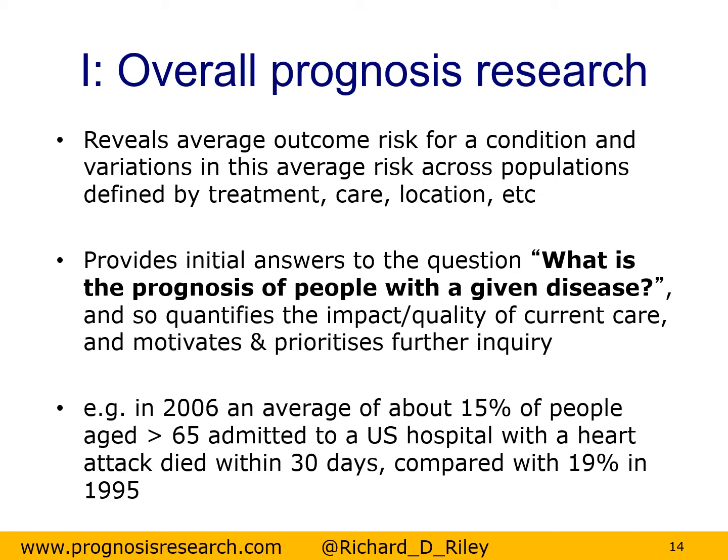A very nice but simple example of overall prognosis research is here. So in 2006, an average of about 15% of people aged over 65 and admitted to a US hospital with a heart attack died within 30 days. But that was compared to 19% in 1995. So over those about 10 years, there's been an improvement of about 4%. 4% less people are dying with a heart attack within 30 days. So that tells us perhaps that our standards of care has improved.